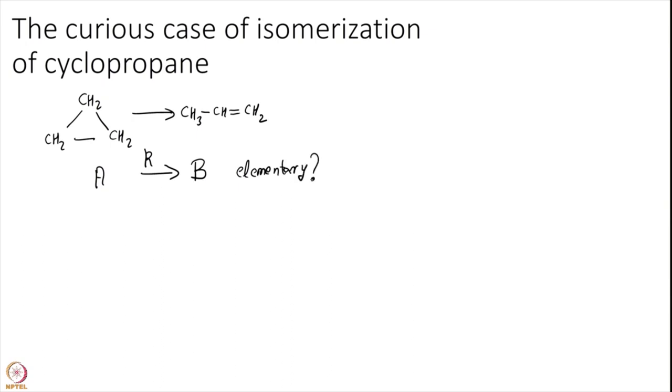Let us assume it is elementary. I do not know, I am not claiming it is elementary, but let us start by assuming that, seems like a natural approximation after all. If I assume it is true, well, we have already derived for a first order equation, rate is equal to minus dA over dt equal to kA.